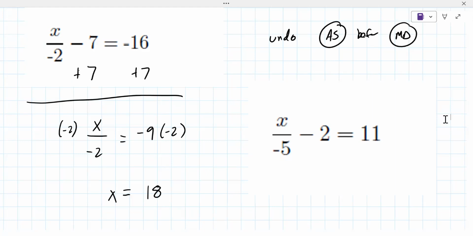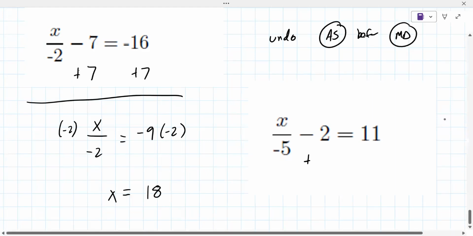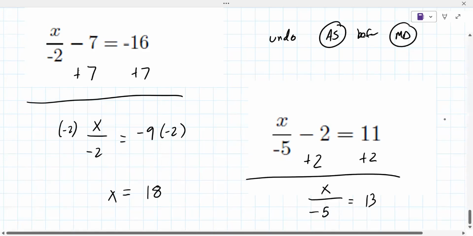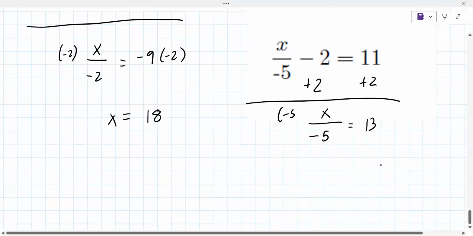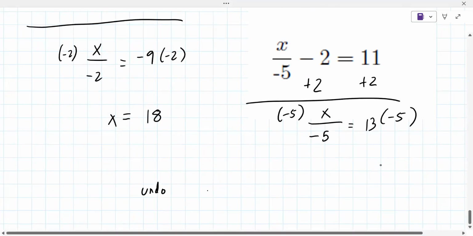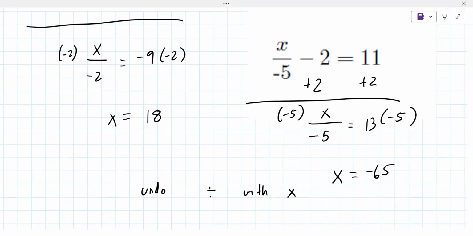Is it 8? Hey, did you add 2 to both sides? Yeah, so you have to undo addition and subtraction. Then you multiply both sides by -5. So you undo division with multiplication. You multiply by the same number that you're dividing by. -65. Yes, good. Okay, so let me throw another one in front of you here.